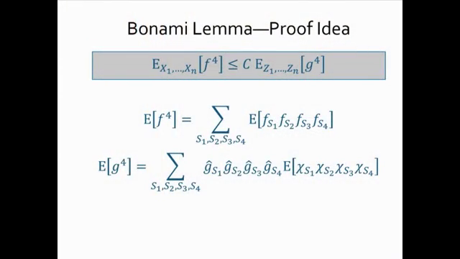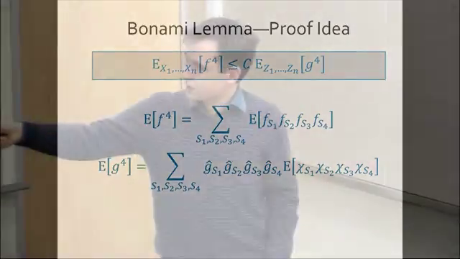The only thing that we have to prove is this inequality, right? That the fourth moment of f is upper bounded by the fourth moment of g. Let's just expand the fourth moment of f. So the fourth moment of f is equal to the sum over subsets S1, S2, S3, S4 of the expectation of the product of f_S1, f_S2, f_S3, f_S4, right? And the fourth moment of g is given by this formula. Okay?